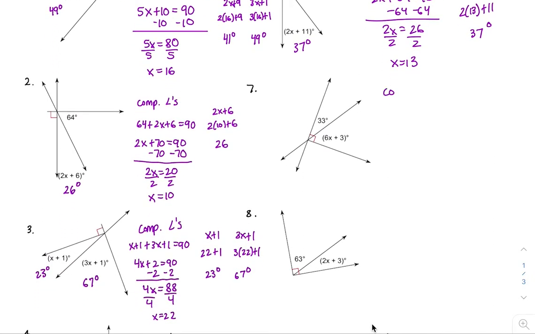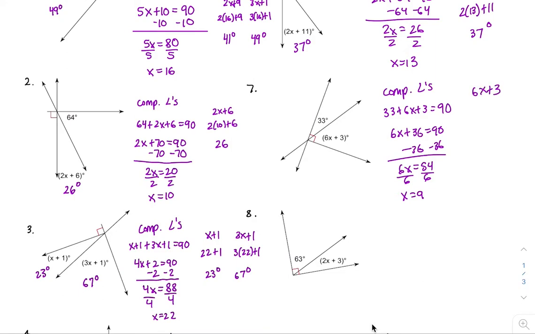Number 7, complementary angles, so they add up to 90. Collect like terms, so 6x plus 36 equals 90. Subtract both by 36. 6x is equal to 54. Divide both sides by 6. x is equal to 9. Plug it in to the angle to find the angle measurement. So we plug in 9, and we have 57 degrees. So this is going to be 57 degrees.